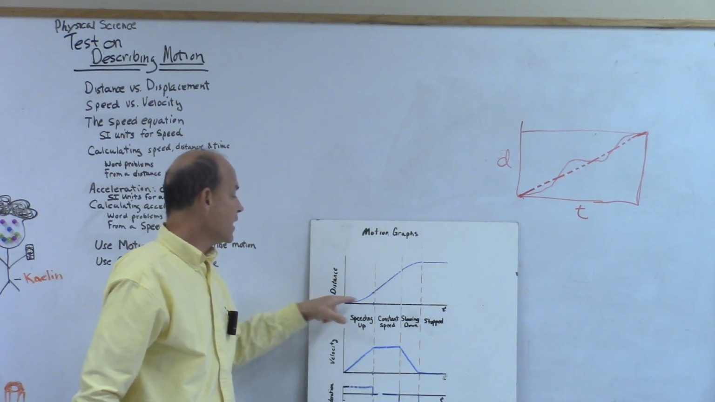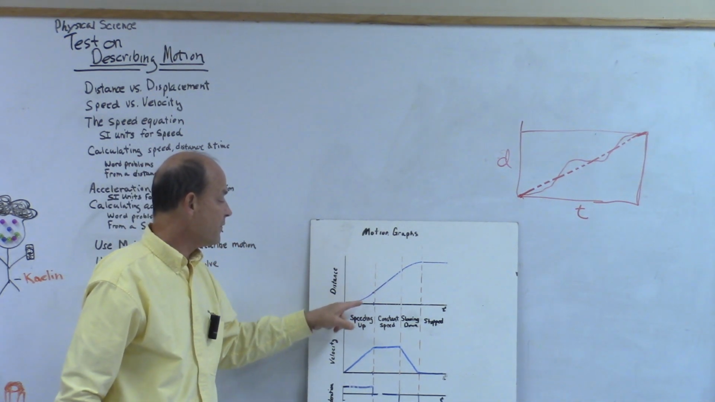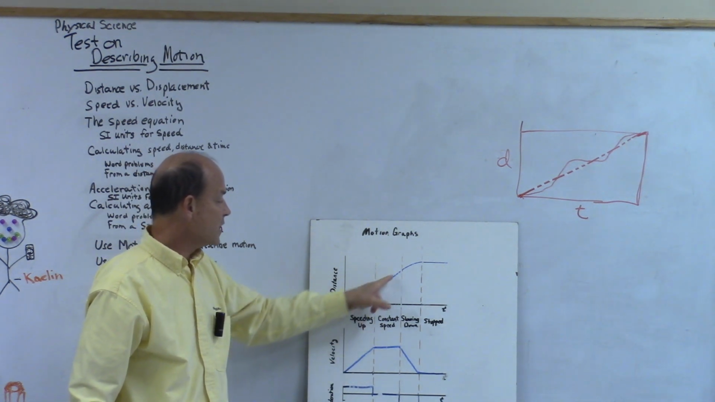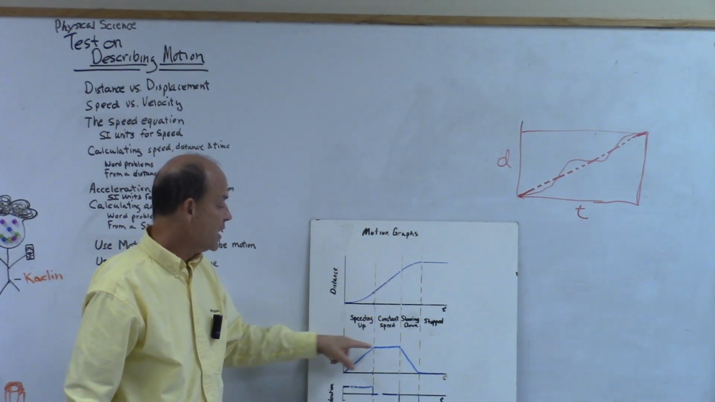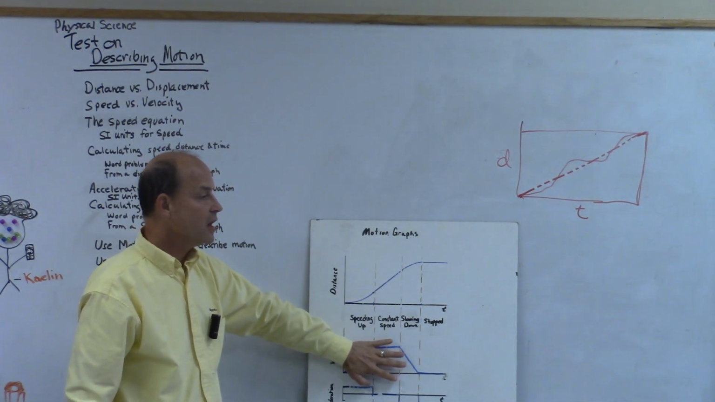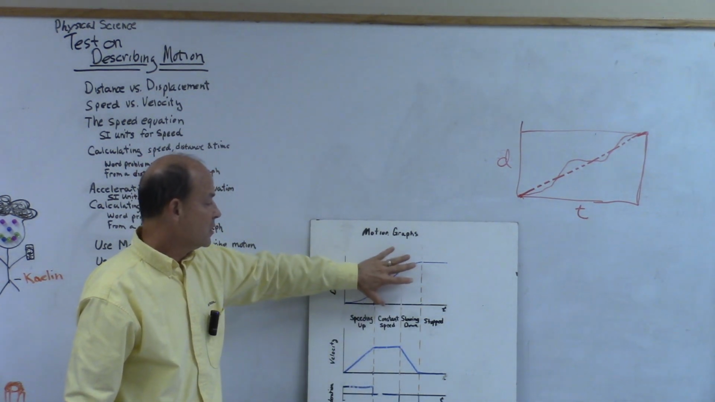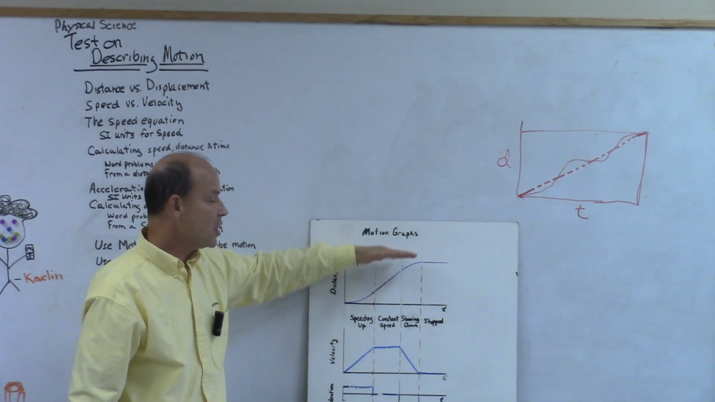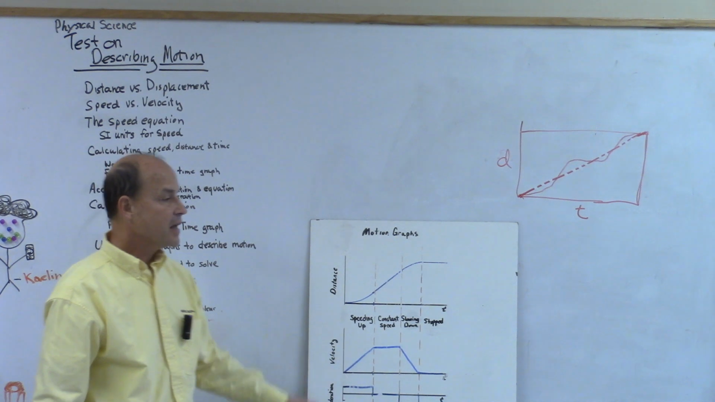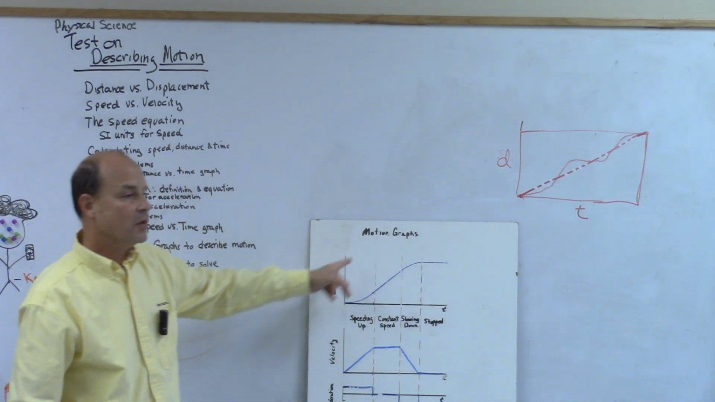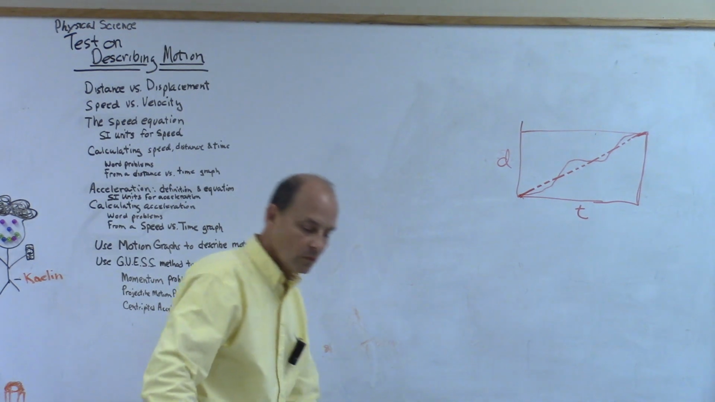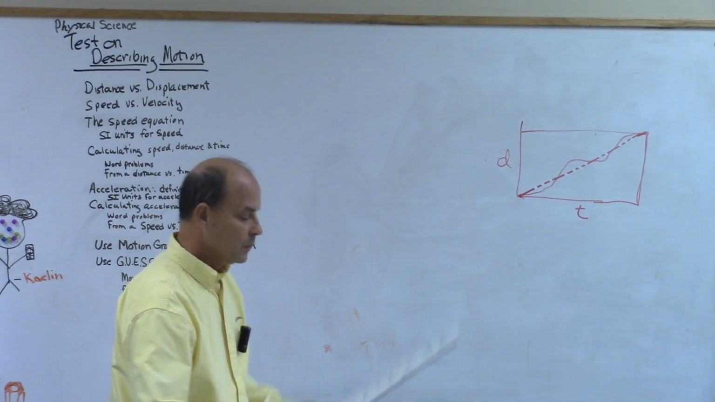You need to understand that a curve in the distance versus time graph means a straight line in the velocity graph. Constant speed is a constant slope in distance versus time, and a horizontal line in the velocity graph. So when you go from one graph to the other, you change the shape of the lines. But these all describe the same motion. So I think I had all of you draw these motion graphs in your notes. Your notes are really important. You need to keep up with them.